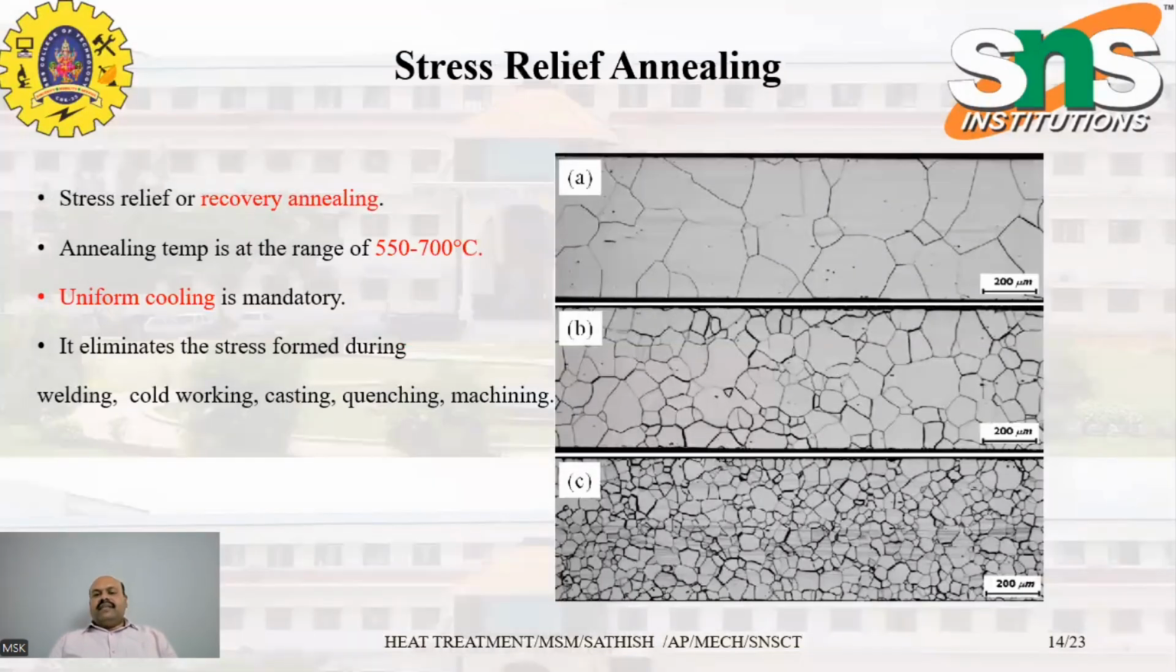So stress relief annealing is nothing but recovery annealing. We call it recovery annealing because due to different manufacturing processes like cold working and forging, there are a lot of residual stresses which will be trapped inside the grains. So uniform cooling is mandatory in this stress relief annealing, as it eliminates stress formed during welding, cold working, casting, quenching, and machining.